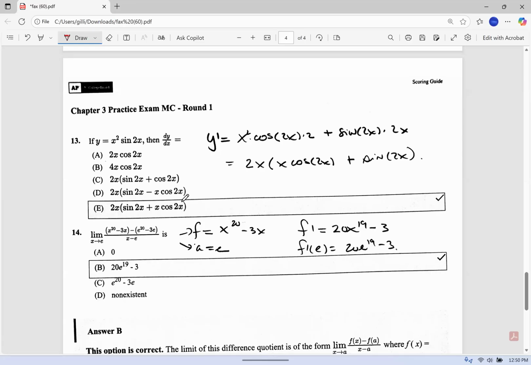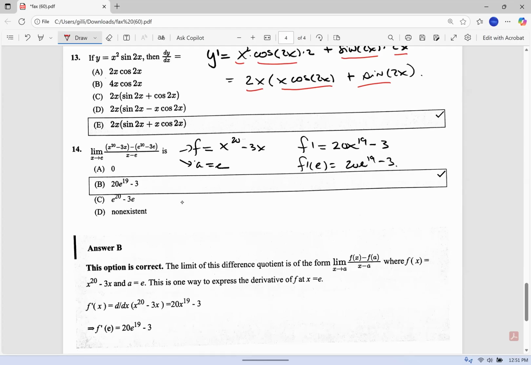And number 13 is just a good old product rule. x squared times cosine of 2x times 2 plus sine of 2x times 2x. Take out a 2x, and this is what's left. Again, factoring is the name of the game.